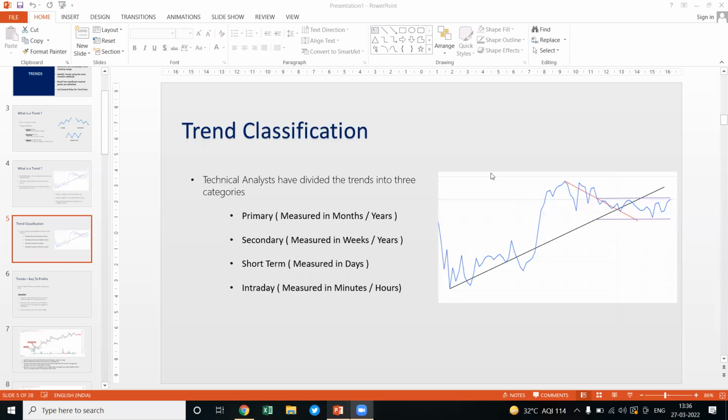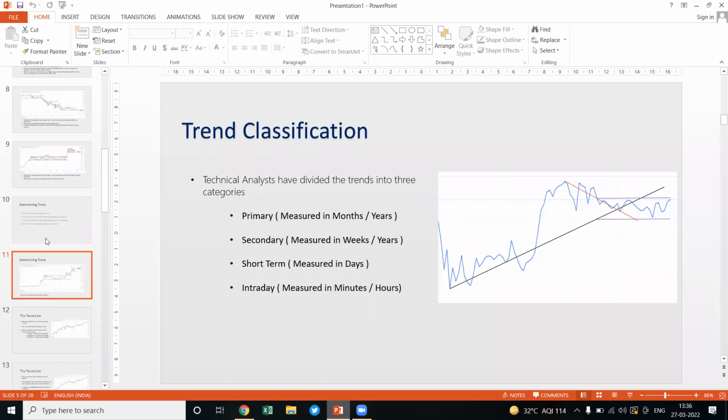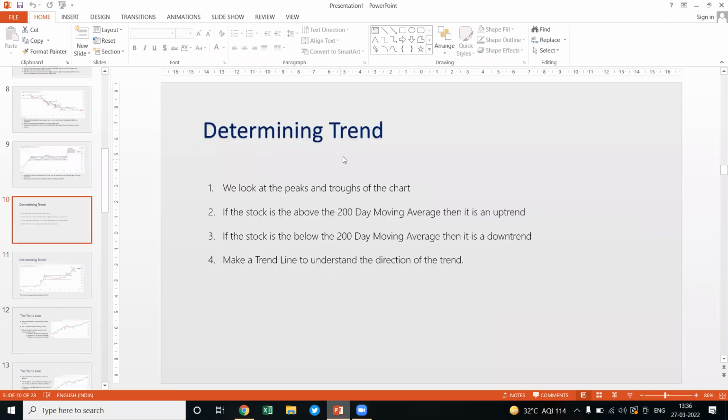So for that, you have to look at the daily or the hourly charts. There are three major trend identification methods. First is the primary, second is the secondary, and third is the short term, which is measured in days. For the primary trend, you have to look only at the monthly and the weekly chart. So this is a quick overview of how to identify and determine a trend.